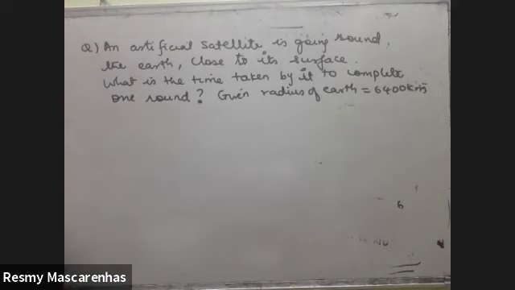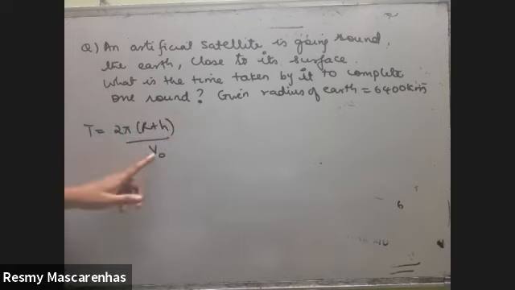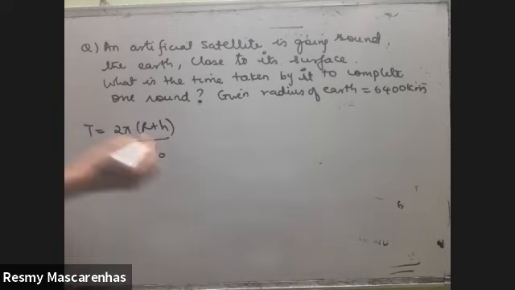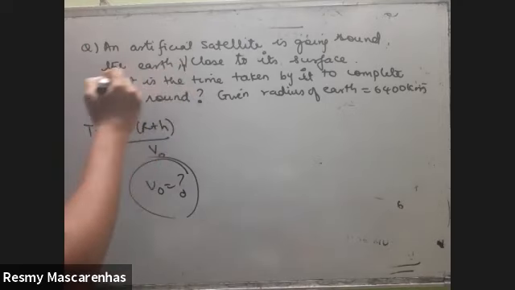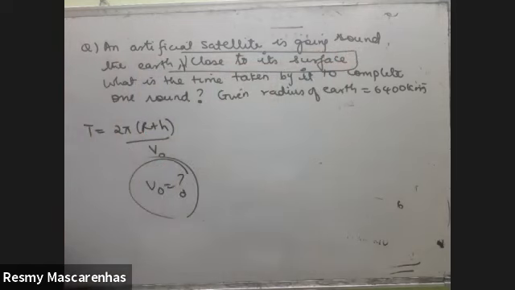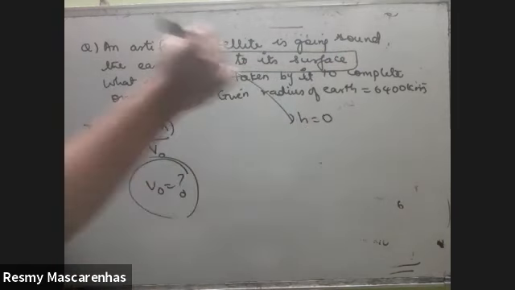So basically, time period has been asked. But in order to calculate the time period, we have seen that the formula is 2 pi r upon V naught. For that, we need to know the orbital velocity. So first we'll have to calculate how much is the orbital velocity. Now what has been given? Close to its surface. So this is a special case we have seen under the problems. Whenever close to the surface has been given, you have to take h as 0.